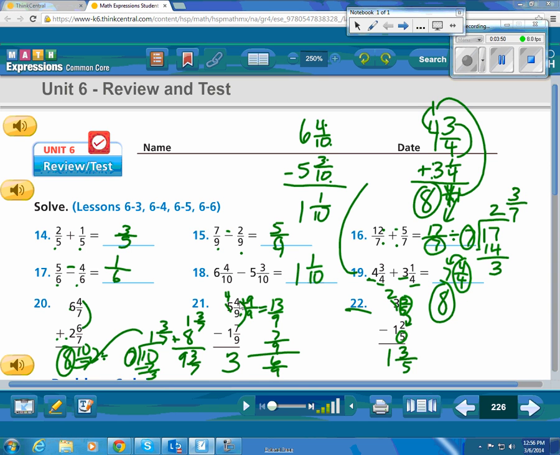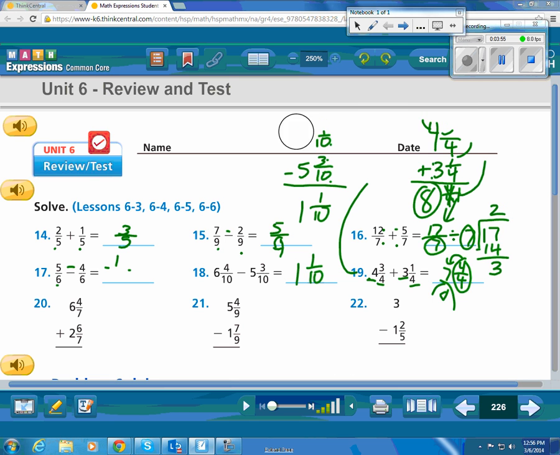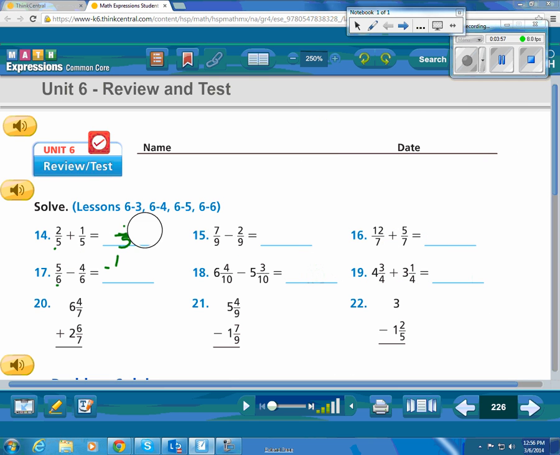Okay, check it. If you needed to stop, pause, go back, repeat. Make sure you have those. Repeat any lessons you need to, and then I will move on and help you check the rest here.